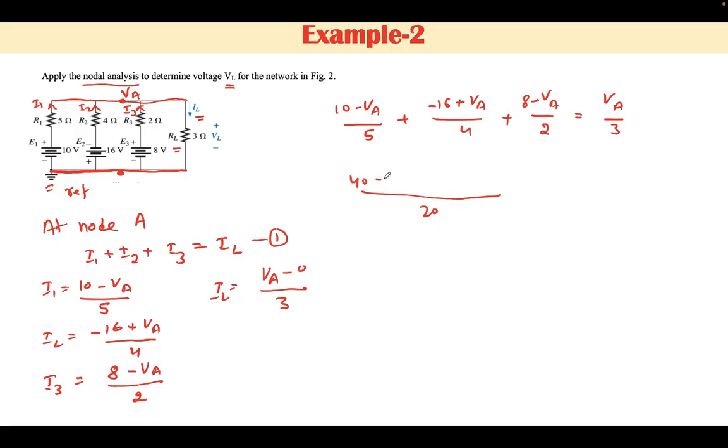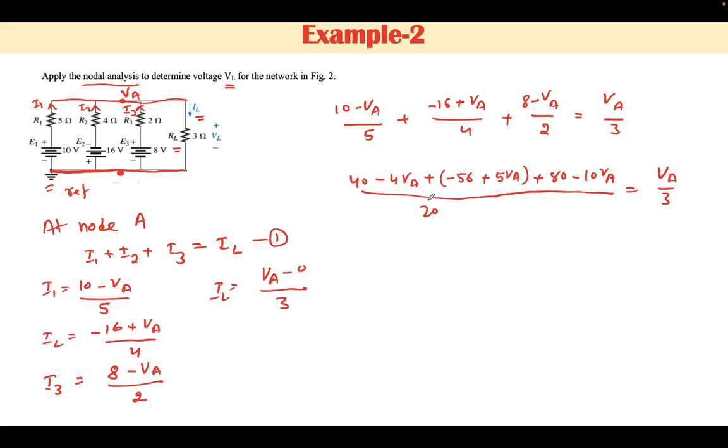40 minus 4 VA, plus or minus of 56, then plus 5 VA, then plus 80 and minus 10 VA, upon 20, is equal to VA by 3.